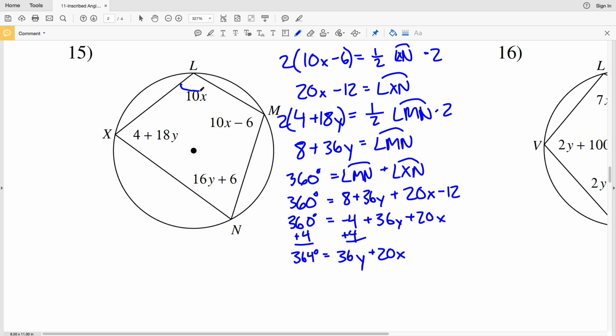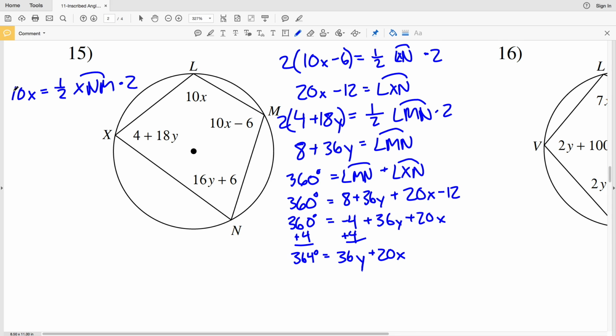Now let me go ahead and write a formula for my other two inscribed angles, XLM and XNM. The intercepted arcs associated with them will also add up to 360 degrees. So XNM, that arc, multiplied by 1/2 will equal 10x, the inscribed angle. So 10x equals 1/2 of XNM. And when I multiply both sides by 2, I'll get that 20x is equal to XNM. And that's arc XNM, not variable x, arc XNM.